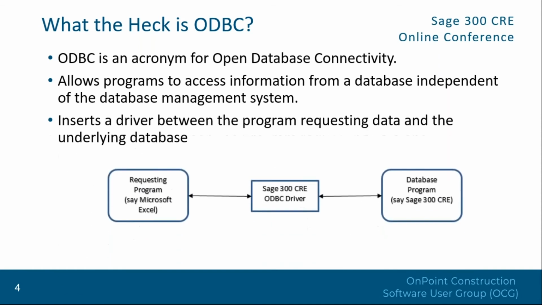And how it works is it inserts a driver program between the programs, one of which is requesting data and the other which has it. As an example, you can see right now I have a diagram that shows Microsoft Excel on the left, and we want to get some data out of the Sage 300 database program. Basically this driver sits between the two programs, and it's used to link that data and retrieve it into Microsoft Excel. Okay.